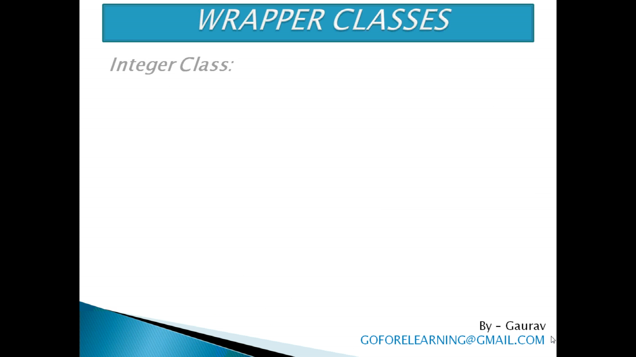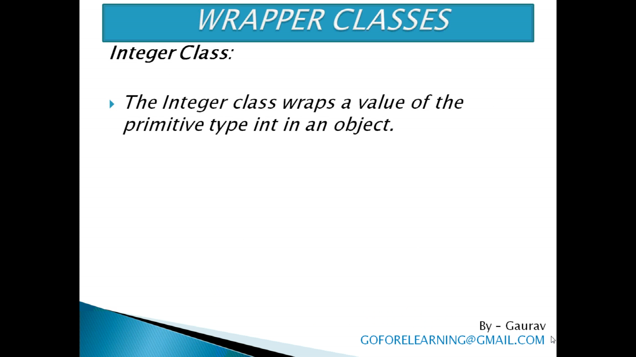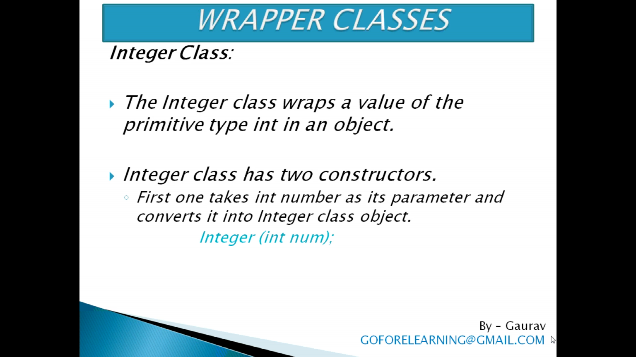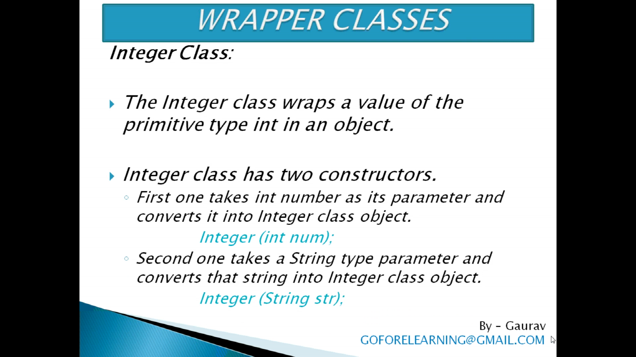Next is Integer class. The Integer class wraps a value of the primitive type int in an object. Integer class has two constructors. The first one takes an int number as its parameter and converts it into an Integer class object, and the next one takes a string type parameter and converts that string into an Integer class object.